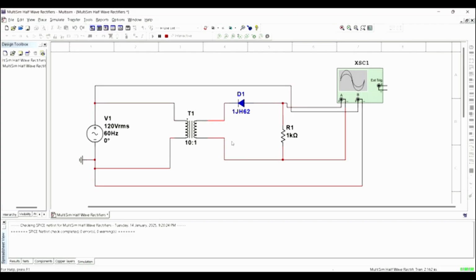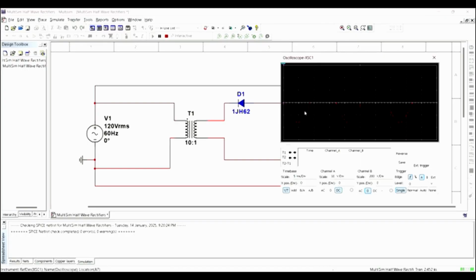So when the current from the negative direction flows from the transformer's output, it can go through the diode, so the negative wave can be obtained. It proves that this node is more positive than this node. So here is the result at the transformer's output.